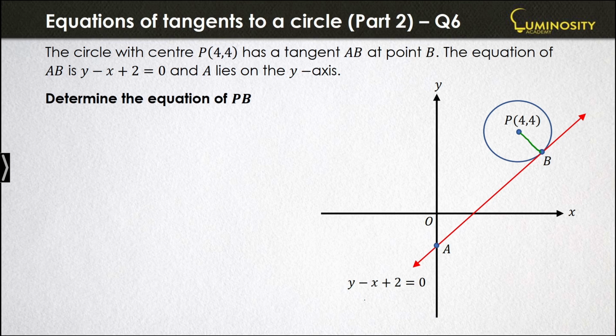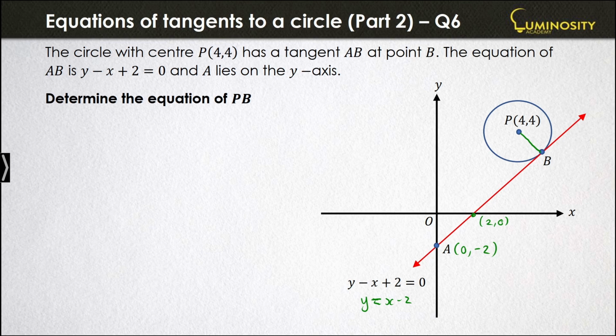First of all, if I rearrange this equation, I'm going to get y equals x minus 2. And that tells me a lot, because it tells me the coordinates of A, the y-intercept, is (0, -2). And it tells me the coordinates of the x-intercept, which will be (2, 0). If I substitute x equals 2, I'll get y equals 0.